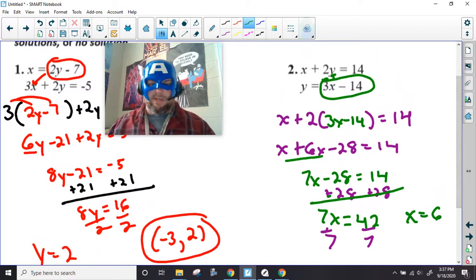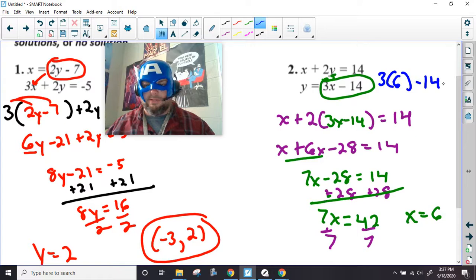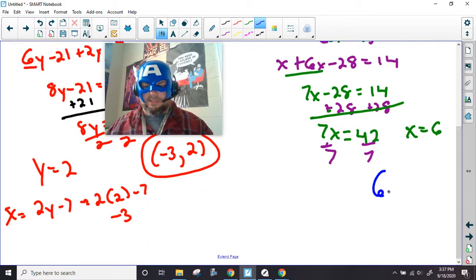So we could actually plug it in right here. Let's use another color just so we can. So we could actually take a calculator and plug this in right here, and it's going to give us our answer. All right, so 3 times 6 is 18, minus 14 is 4. So our final answer for this is actually 6, 4.